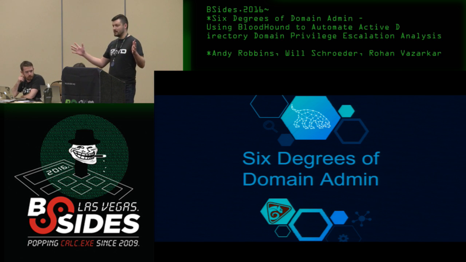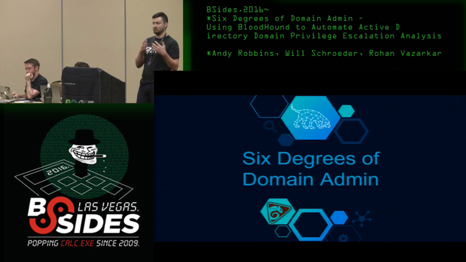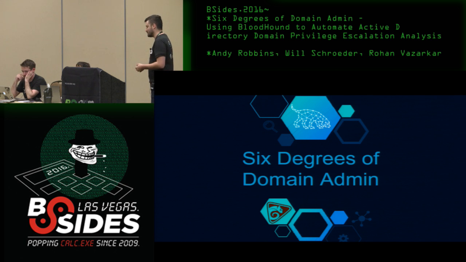All right, welcome everybody. The title of our talk is 6 Degrees of Domain Admin. If you're not familiar with the reference, there's this thing called 6 Degrees of Kevin Bacon, where you can take any actor, any movie, and in 6 degrees of separation, you can more than likely connect that person or movie or director or whoever to Kevin Bacon. So we've taken that same concept and applied it to Active Directory privilege escalation, and we're super excited to talk about it.